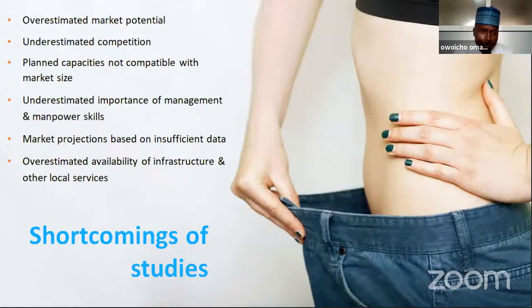Another point is that sometimes people do their market projection based on insufficient data. They don't even know how many people are there. They don't even know who will buy. Like schools, most of the time, some people go and count children and think that that's their customer. That's not your first customer. Your first customer is the person paying the school fees, who in most cases is either the parent or the person taking care of those children. So do not forget to base your projection on that.